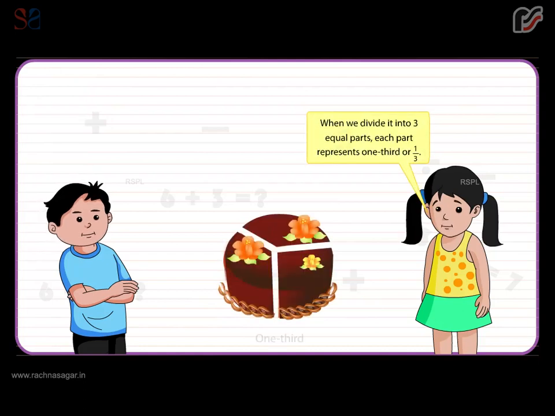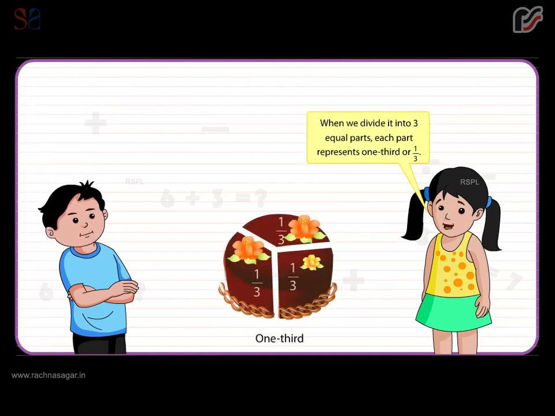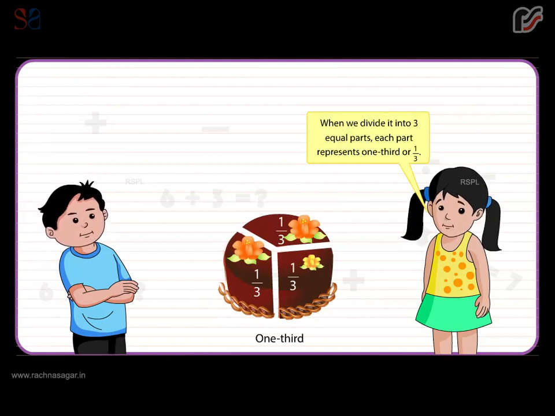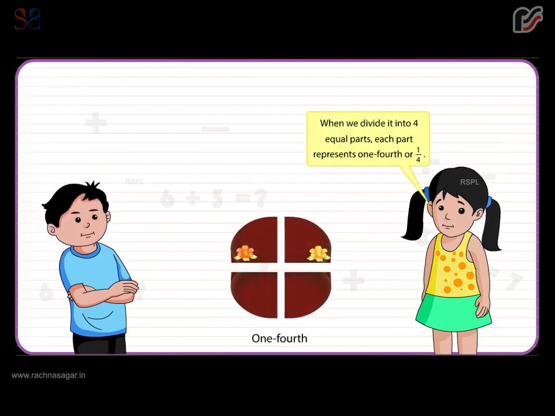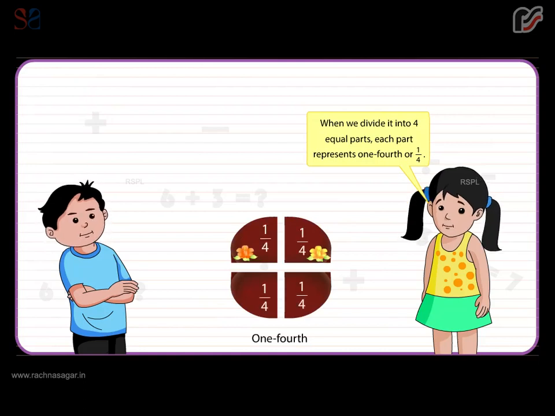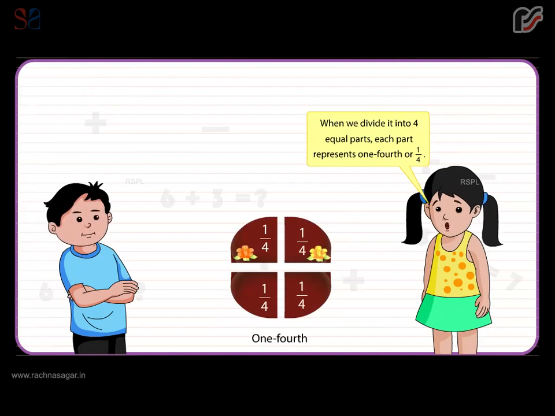When we divide it into three equal parts, each part represents 1/3. When we divide it into four equal parts, each part represents 1/4.